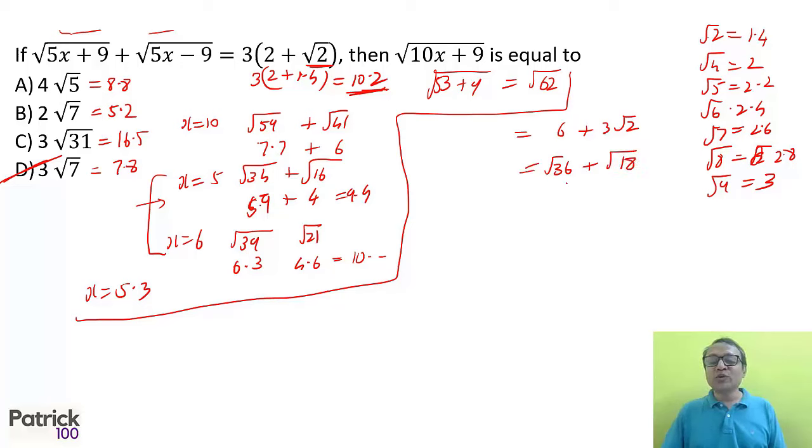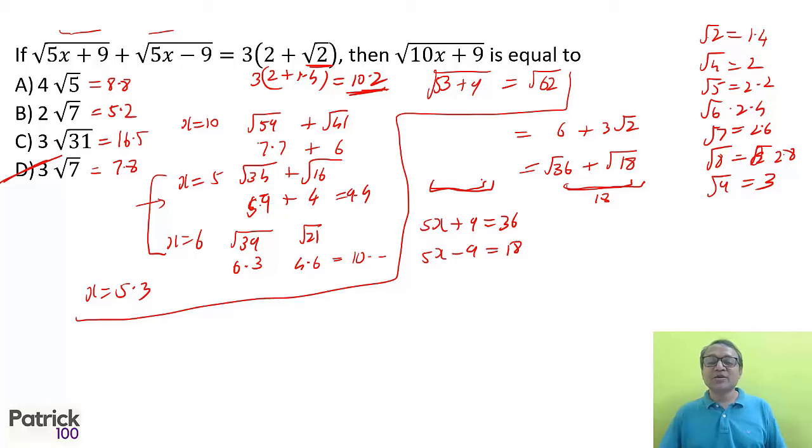Now if you look at the difference between these two, it is 18. Also on the right hand side, the difference between the two is 18. Which means I can compare: I can put 5x plus 9 as 36, and 5x minus 9 as 18. The difference between these two is 18 and the right hand side also is 18, so it satisfies. So I will get 5x is equal to 36 minus 9, which is 27.